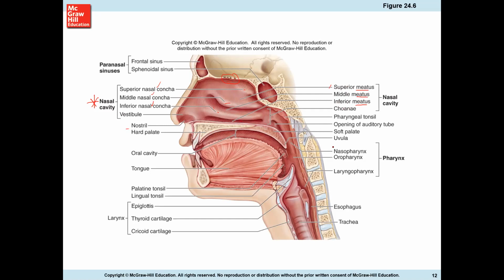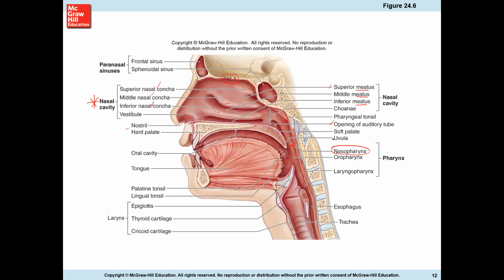So then you have the first structure below the nasal cavity, the nasopharynx, posterior to the nasal cavity. The nasopharynx right here, and basically that's all of this. Nasopharynx from here to there. The auditory tube is the eustachian tube, which is a connection from the middle ear to the pharynx, and that's made of elastic cartilage.